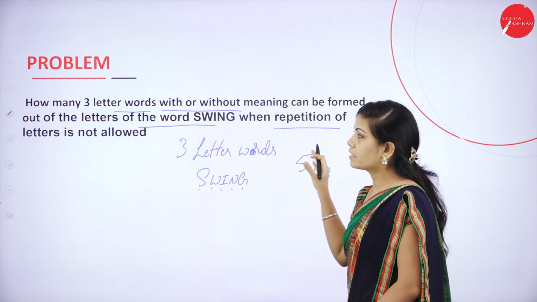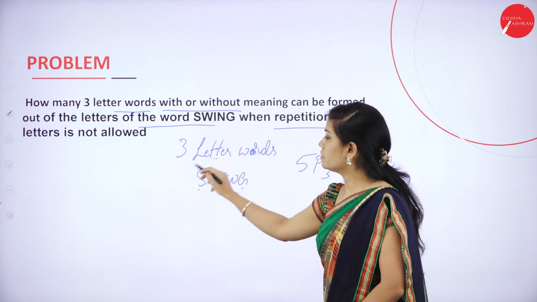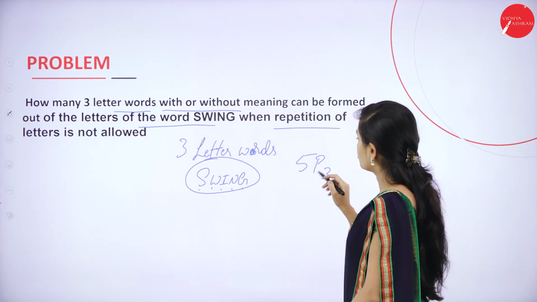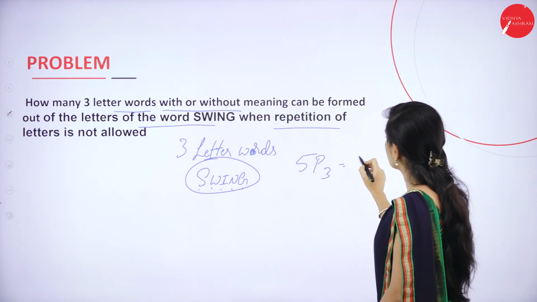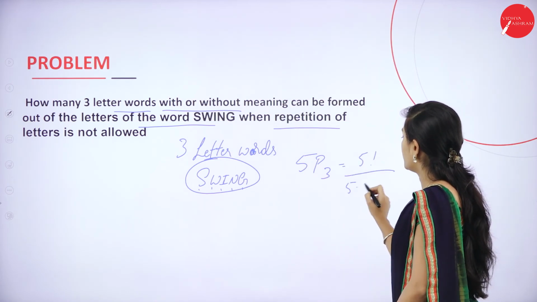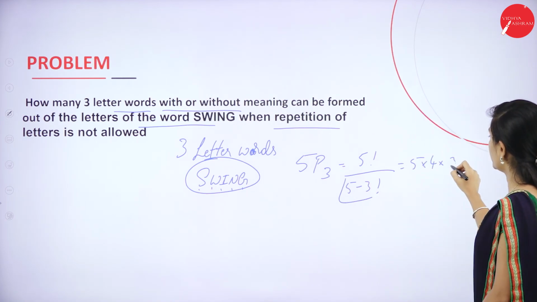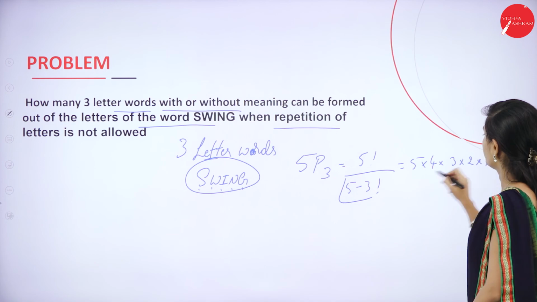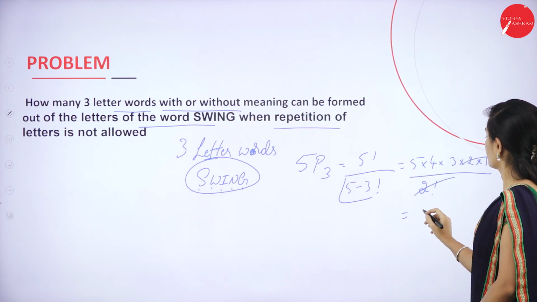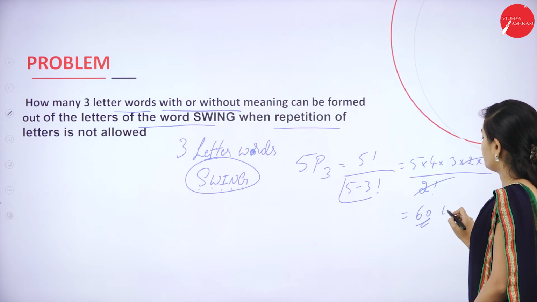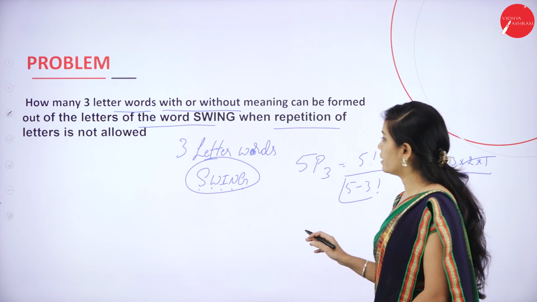How many 3-letter words with or without meaning can be arranged from the word swing? So totally we have 5 letters in swing. So 5P3. So 5 factorial by 5 minus 3 factorial. 5, 4, 3, 2, 1. So here 2 factorial, 2 get cancelled. It is 60 ways. So 60 ways is the right answer.